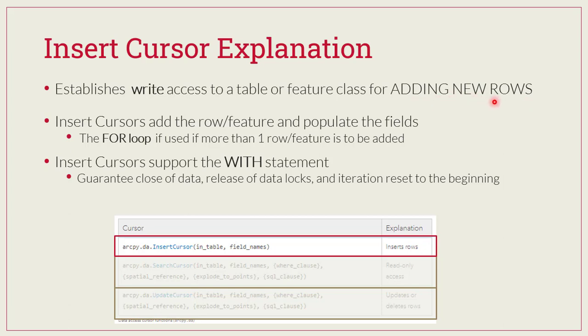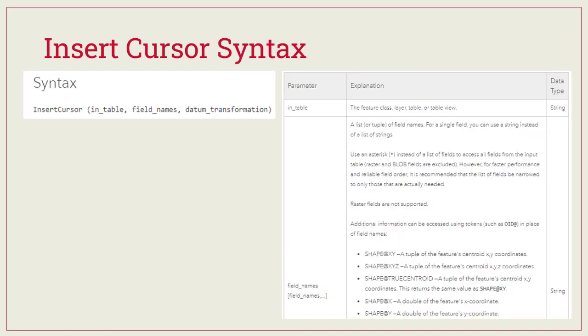Like the search and update cursor, accessing the returned cursor object is most often done in a for loop so that we can iterate through all of the items and add all of the rows that we want to add to the data set. And again, as we've mentioned before with all of our cursors, we are using the with statement in order to ensure that all data locks are released and our cursor object iteration is reset to the beginning at the end of every script or whenever a script might fail and bail in the middle.